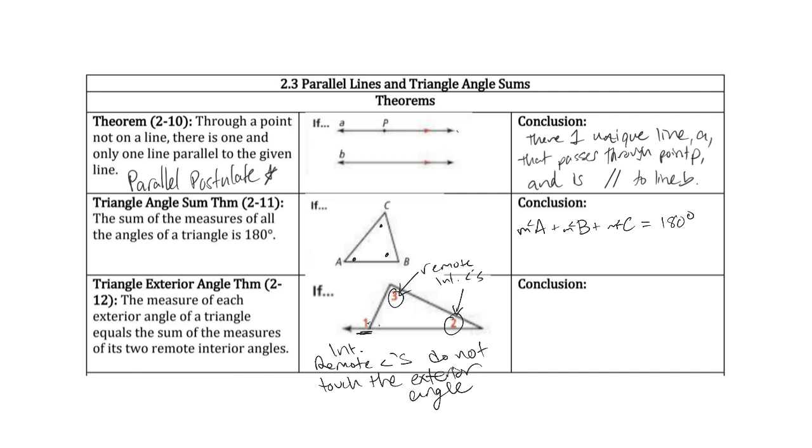And this says the measure of each exterior angle is equal to the sum of the remote angles. So we can say measure of angle 1 is equal to the measure of angle 2 plus the measure of angle 3. So the two remote angles add up to equal the one exterior angle.